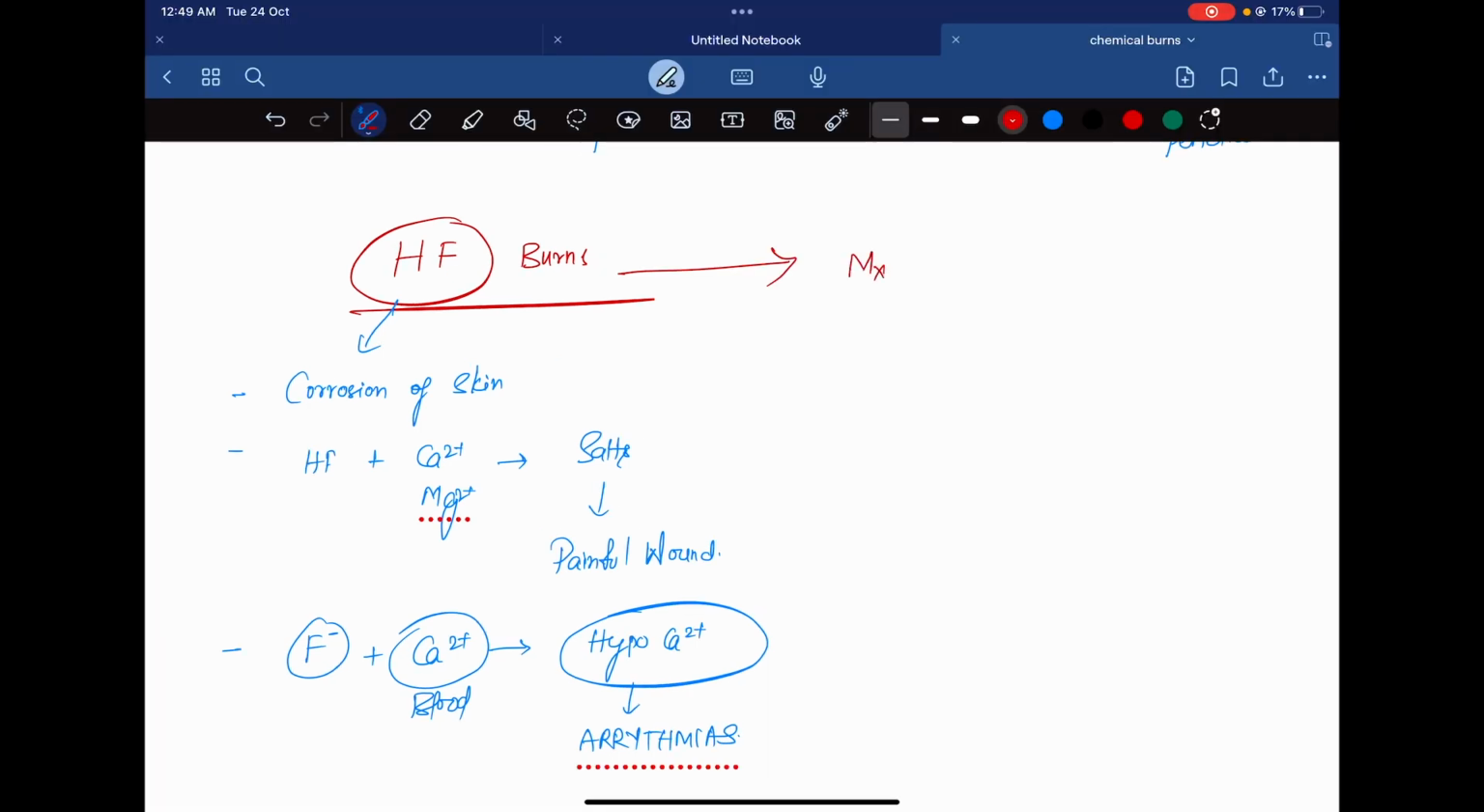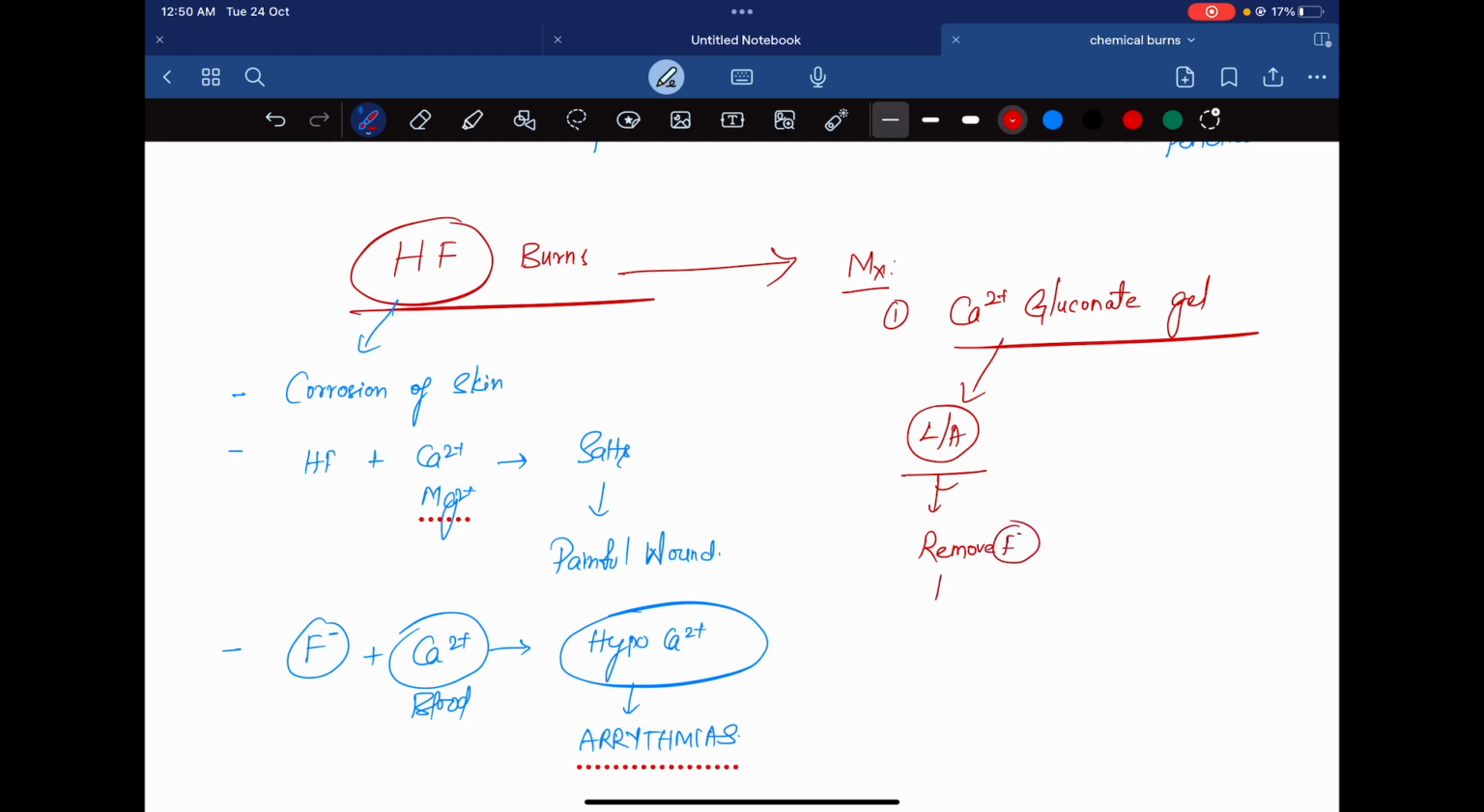Coming to management of hydrofluoric acid burns, we use calcium gluconate gel. We apply it locally over the wound. This will remove fluoride ions and this will decrease pain. If pain is not relieved by local application, we can go for intravenous or even intraarterial injections also.